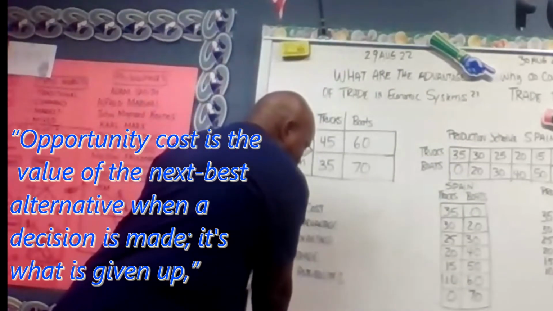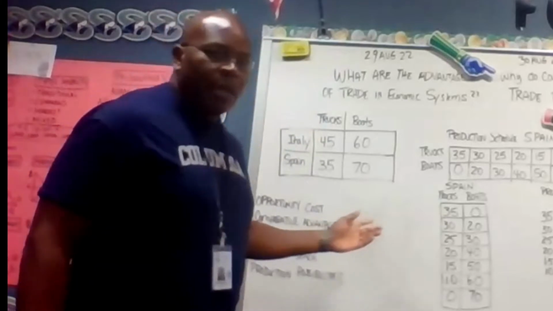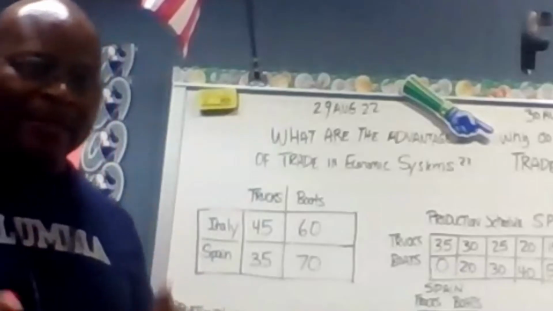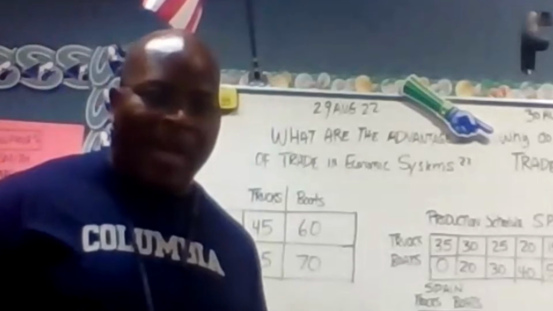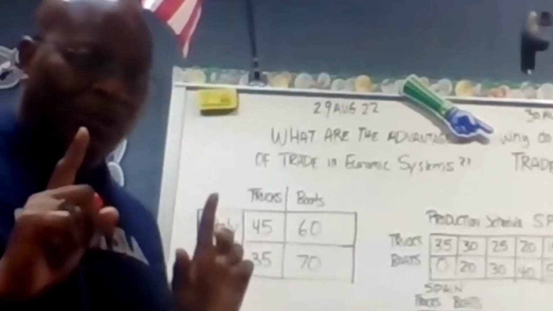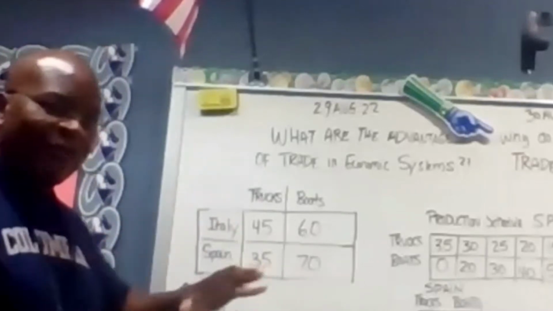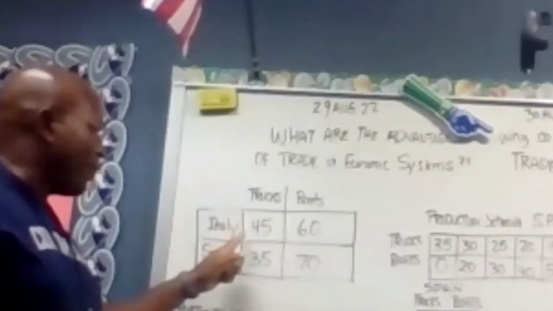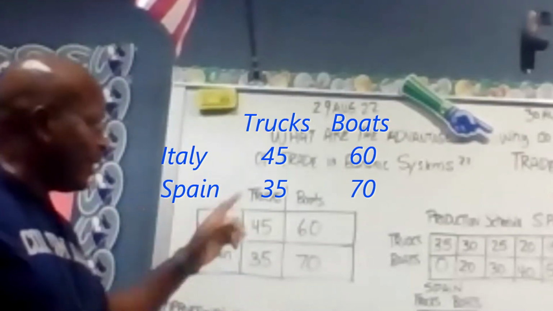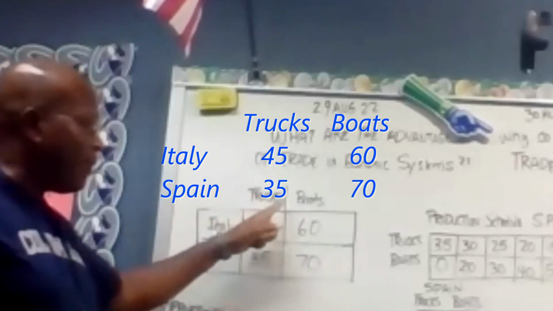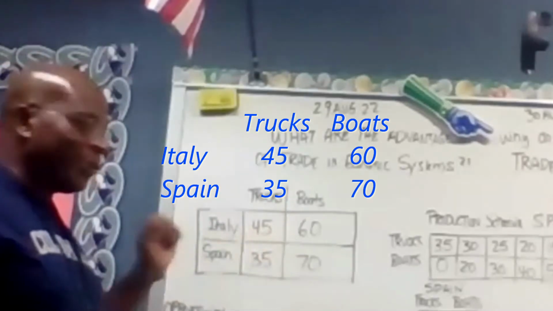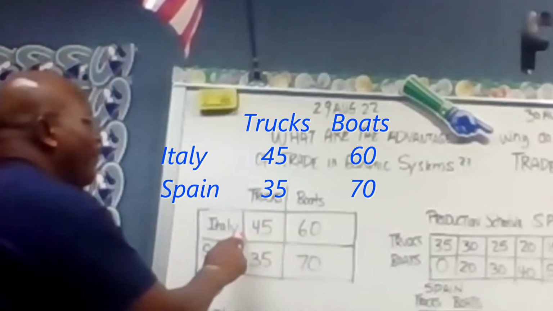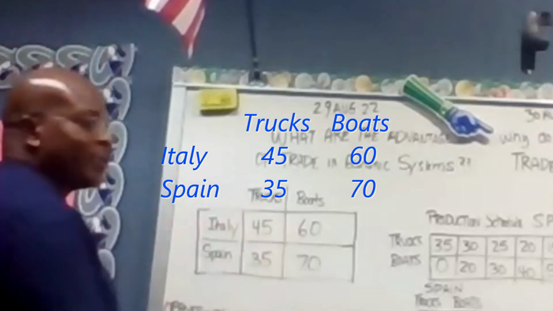Having that concept in mind, let's take a look at a scenario where we have Italy and Spain. They can produce 2 products. Now we know in reality they produce way more than 2 products, but for simplicity's sake, we're going to choose just these 2 products. They can choose with their available resources, either trucks or boats. If they make 45 trucks, they cannot make any boats. If they make 60 boats, they cannot make any trucks. Using their resources, Italy can make a total of 45 trucks or 60 boats.